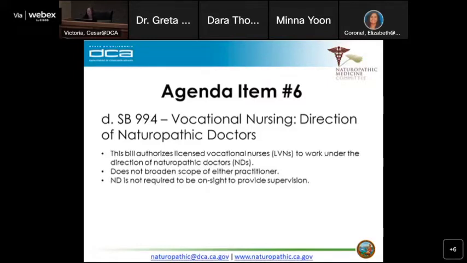However, because of the reason for LVNs to be in an ND practice, we felt that one of the main reasons was to have an LVN or a professional skilled enough to take an order from a naturopathic doctor, so that the naturopathic doctor would not have to be on site all the time. So that was something that we pushed back with. And so we are still definitely working with the author's office, with CNDA, who is the sponsor of the bill. And I just wanted to give you guys this.